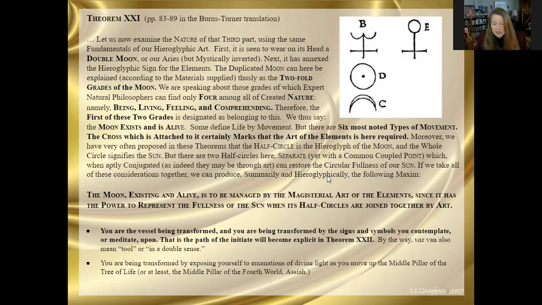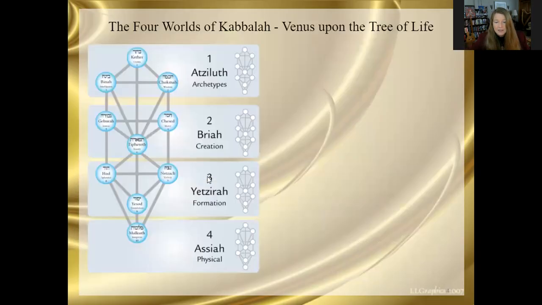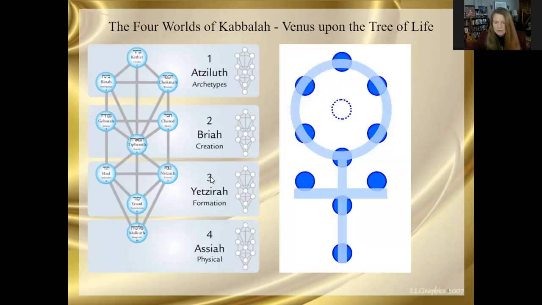All right, so the idea is you're transforming yourself by exposing yourself to emanations of divine light as you move up the pillar of the tree of life, or at least the middle pillar of the fourth world, Asaya. And we saw, remembering how you had projected the different planetary glyphs upon the tree of life back in Theorem 13 and continued using them overtly through 15, and now we're using them again. So the way that you projected Venus upon the tree of life matches that symbol he gave you, right? And if you shrink it down so it's just in the world of Asaya, his four grades are at the bottom here.